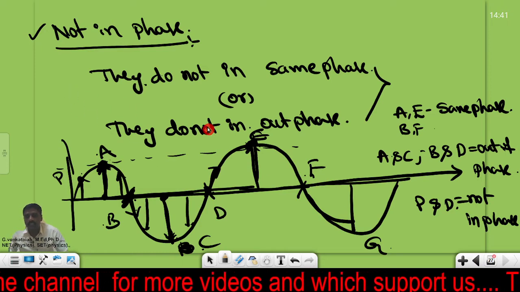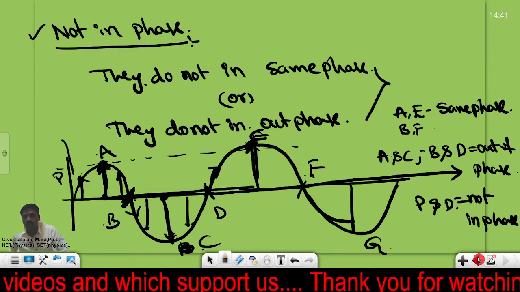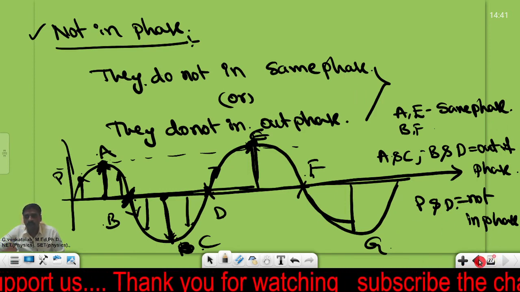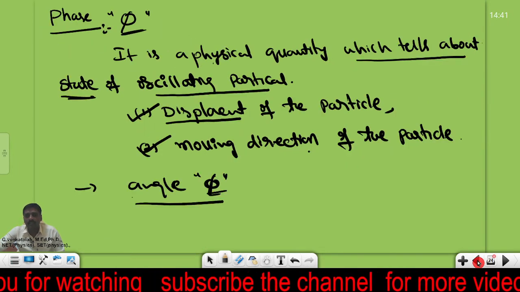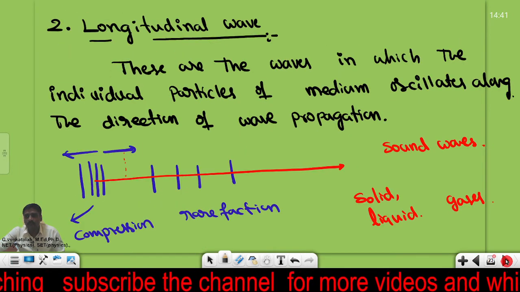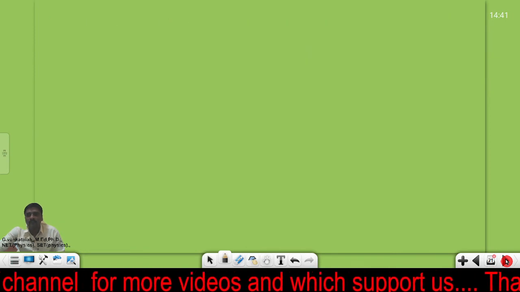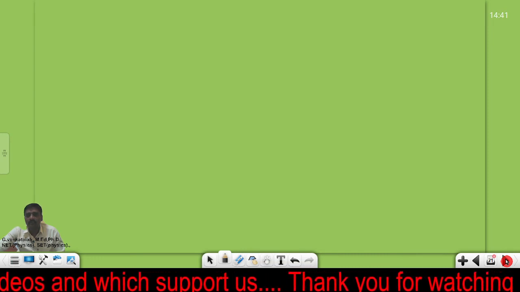Same phase means the particles. One minute, it is tracking.